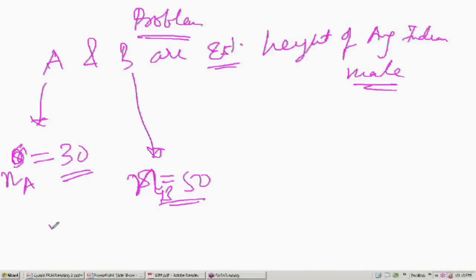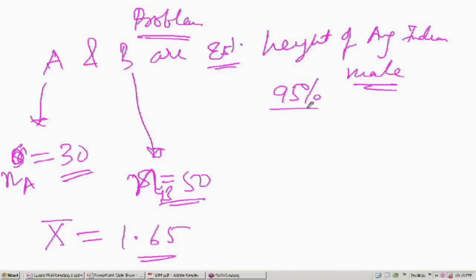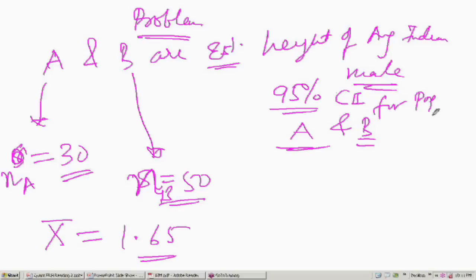Both have estimated the mean of the sample mean, and both have got 1.65. Now create a 95% confidence interval for A and B. That means a 95% confidence interval for the population mean, as estimated by A and B. So what type of confidence interval will these guys come up with?